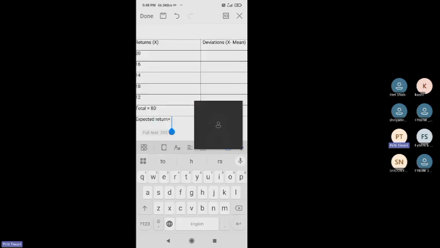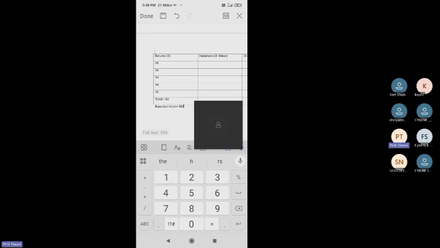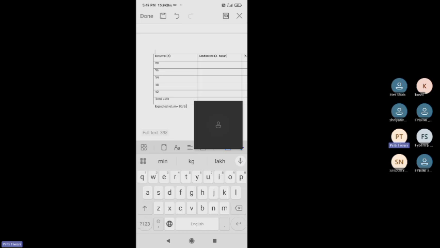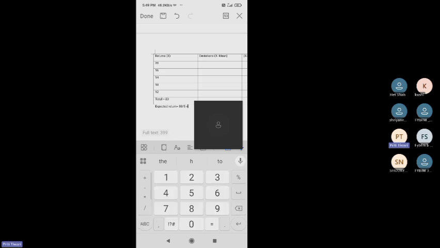And expected return will be calculated how? 80 divided by n, that is the number of years for which we have our data. So 80 divided by what? 5 over here, because we have data for how many years? 5 years. The answer to which is 16. So we have our expected return. What is this expected return? This expected return is nothing but our mean. The mean of the data is 16.